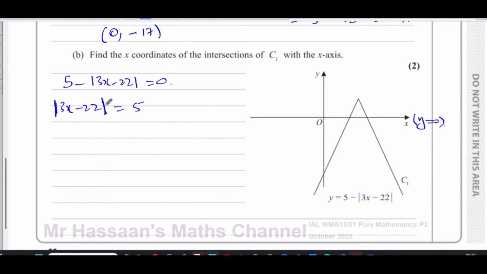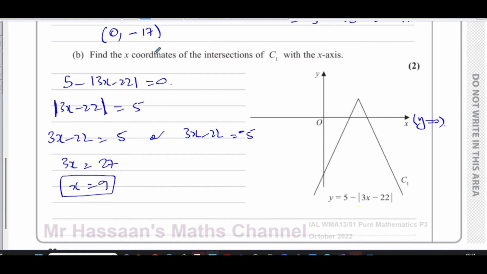Now, if we want to solve this, what does this actually mean? This means if the modulus of something is equal to 5, that thing, which is inside the modulus sign, can either be 5 or it can be negative 5. So that thing could have been 5 that you put in here, or you could put negative 5 in here, and it would become positive 5. So 3x minus 22 could either be 5, or it could be negative 5. In this case, we're going to have 3x equals 5 plus 22, which is 27. So x equals 9. So that's one of the answers.